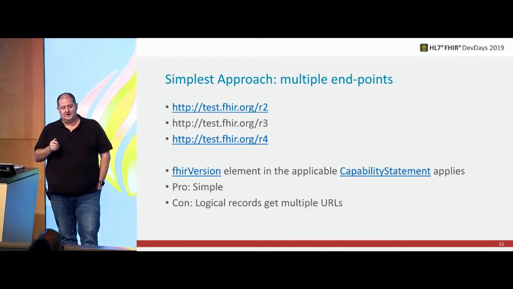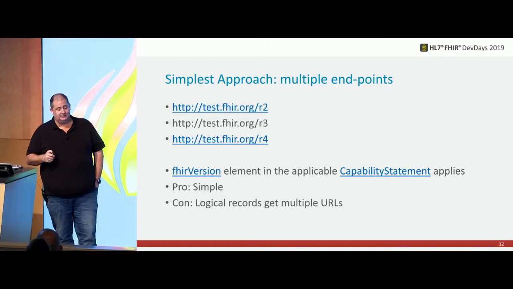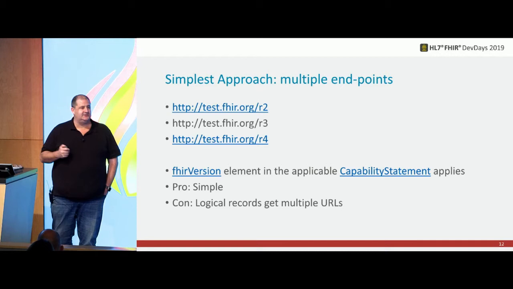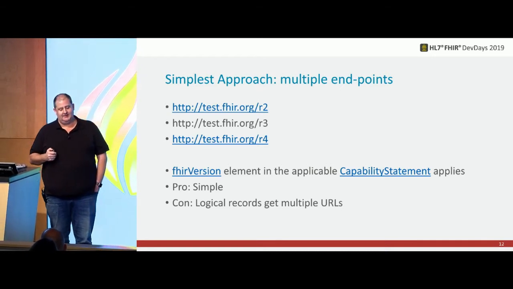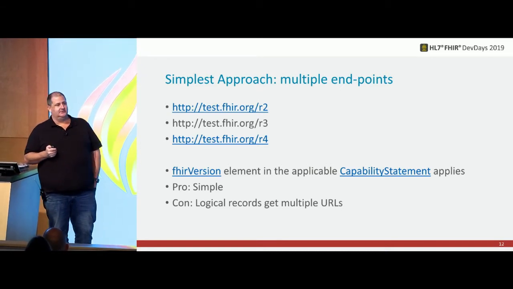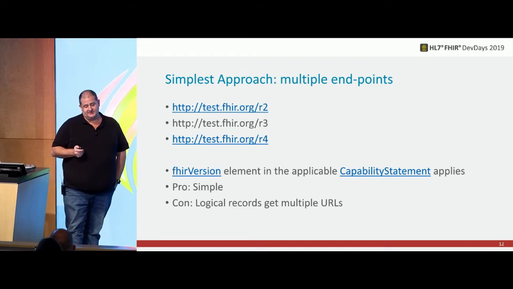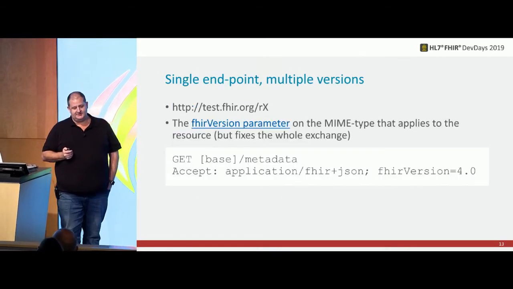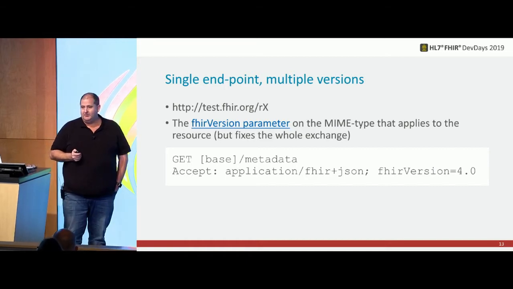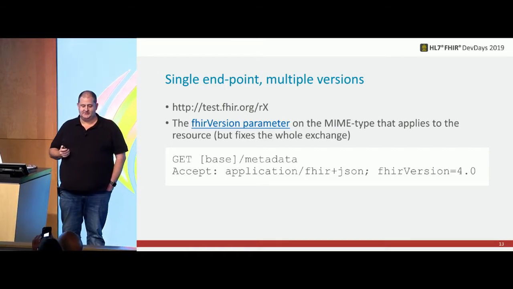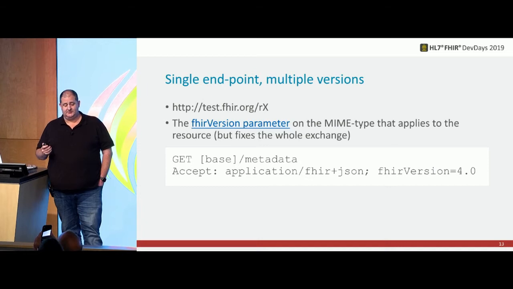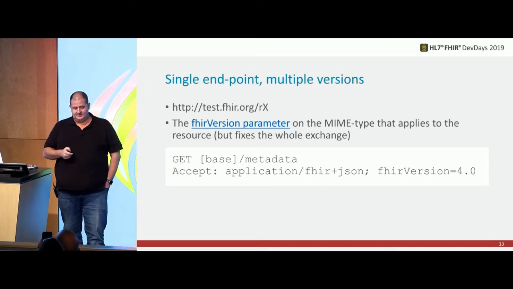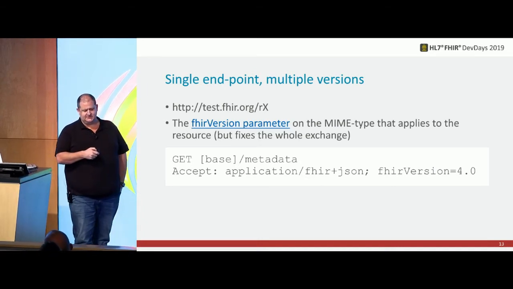So most of the servers started with the first approach, multiple endpoints, but increasingly it became problematic that the same logical record got different URLs, since that's kind of the identifier. So what if we had a single endpoint that could run multiple versions? So that's what we described how to do in release 4.